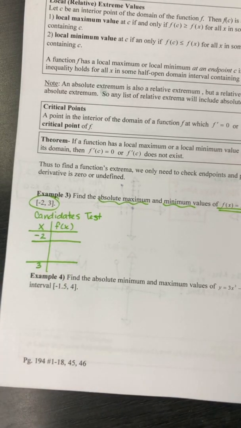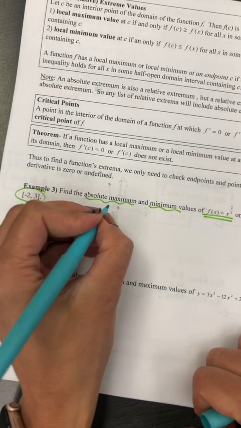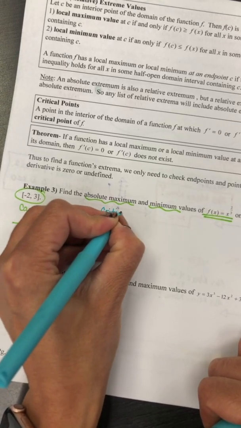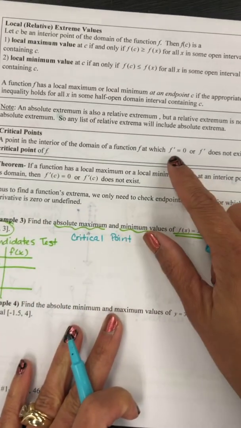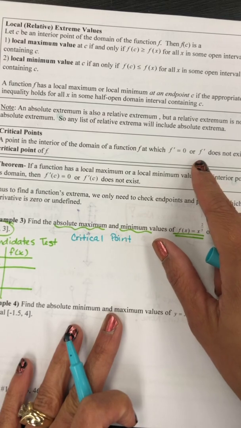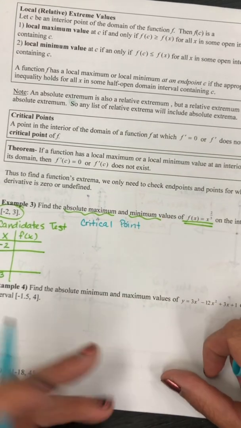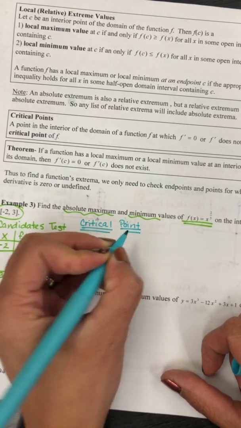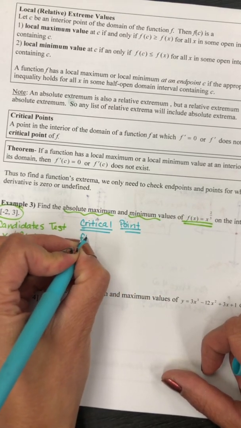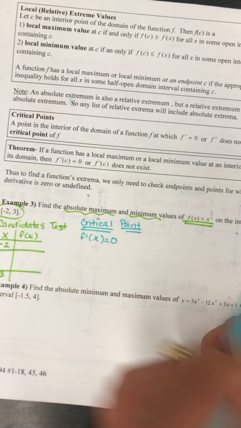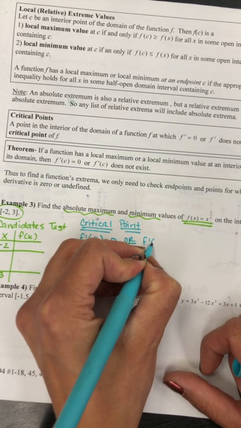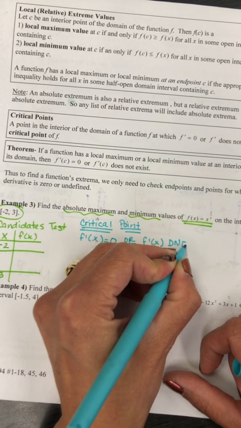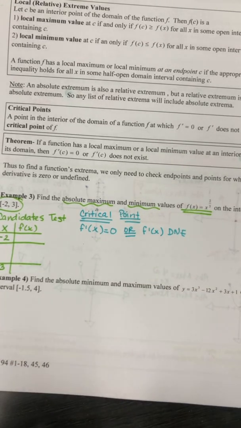All right, now we're going to, step 2, look for those critical points, okay? So a critical point is a point in that domain where the derivative equals 0 or the derivative does not exist, okay? So we're looking for critical points. So this is either where the derivative equals 0, so the slope is 0, or the derivative of f of x does not exist, okay? So we're looking at those two things.